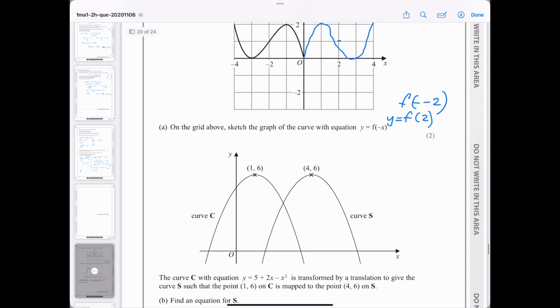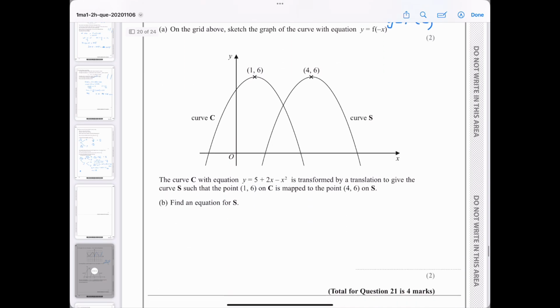So y equals 2, etc. We don't flip it through the x. Right, on the grid below is shown the curve C, so the curve is y equals f(x) plus so on. It's transformed by translation to give the curve S, such that the point (1, 6) is mapped onto (4, 6) on S. Find the equation for S.